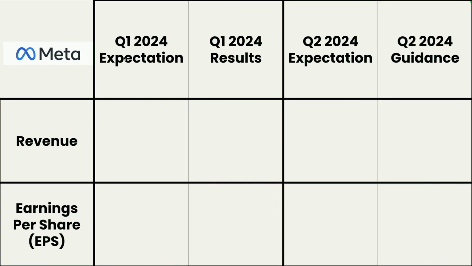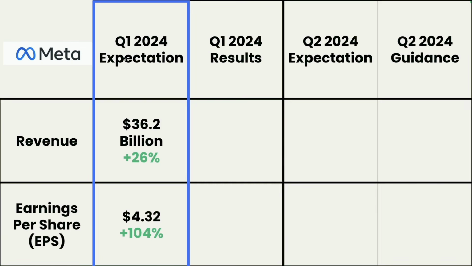So in Q1 of 2024, Wall Street was expecting that Meta was going to grow its revenue by 26% to $36.2 billion, and that its earnings per share were going to come in at $4.32. I pulled these numbers from FinChat. So these were the numbers that Wall Street was expecting Meta to report in Q1 of 2024.